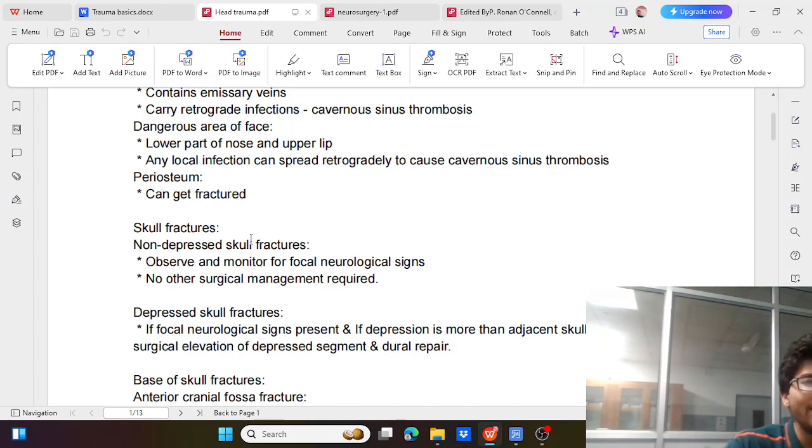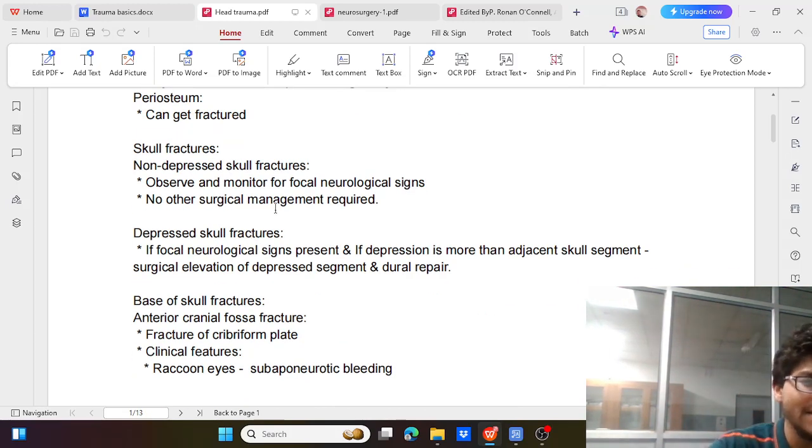Then we'll just go through skull fracture. So it could be a non-depressed skull fracture, a depressed skull fracture, or a base of skull fracture. In non-depressed fracture, we just have to check and monitor the patient. If there is any sign of paralysis or focal neurological deficit, like the patient is not able to move a limb or some part of his body, then we'll need intervention. If that is not there, then we don't need any intervention. It is managed conservatively. In case of depressed skull fracture, if there are signs of focal neurological deficit, then we have to repair.